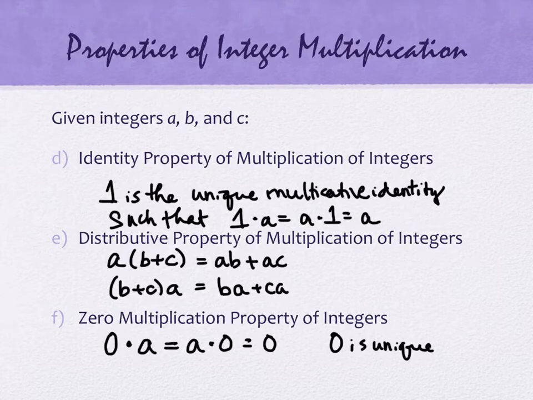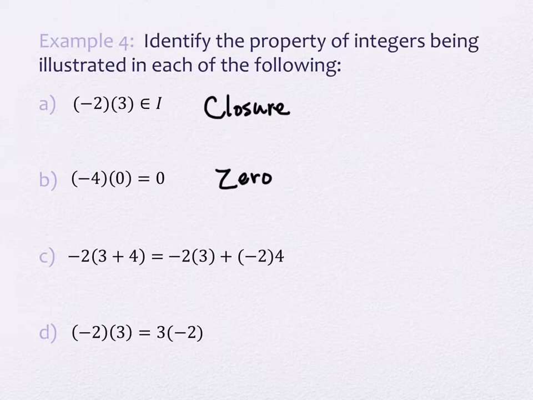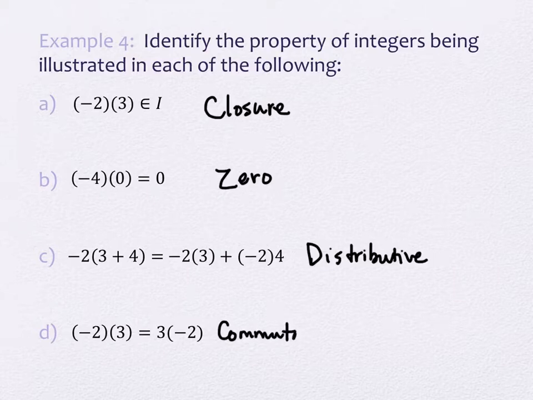All right, so we're going to identify the properties that are present in the next 4 examples. -2 times -3. Remember that ∈ says is an element of, and I is integers. So what property is present in -2 times -3 is an element of the integers? That's closure. It's just telling you you get another integer. So this is the closure property. What's B? The zero property. How about C? That's the distributive property. How about D? And that one's commutative. This is old hat by now, right? No new properties even. Same ones we've done before, and they work the same way.